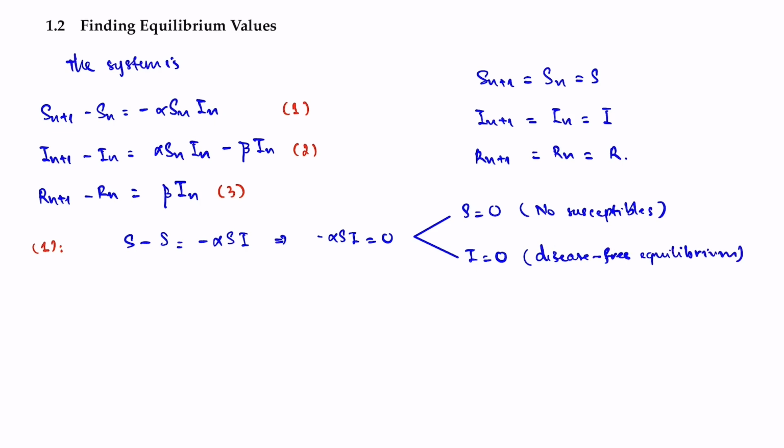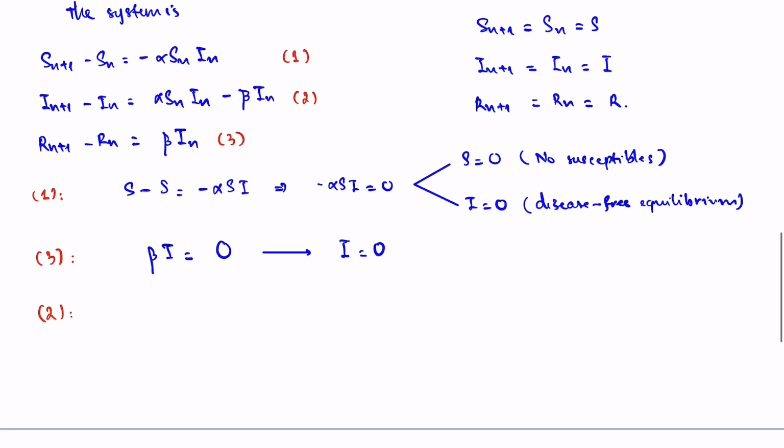So that is from the first equation. If you do a similar analysis for the third equation, you will see that I is also equal to 0. So from the third equation, you have beta times I equal to 0, or I is equal to 0 in this case. And from the second equation, which is a more important equation for us, you have alpha times S times I minus beta times I equal to 0, and I is a common factor here. You're left with alpha times S minus beta equal to 0.